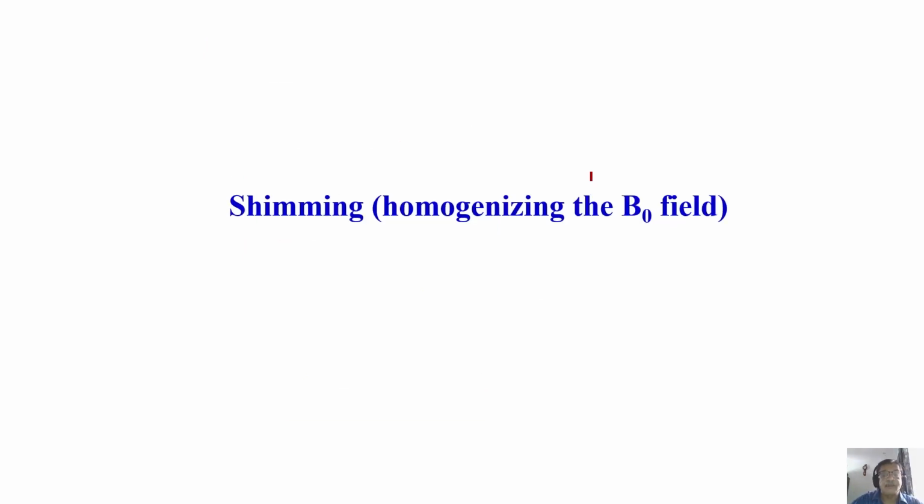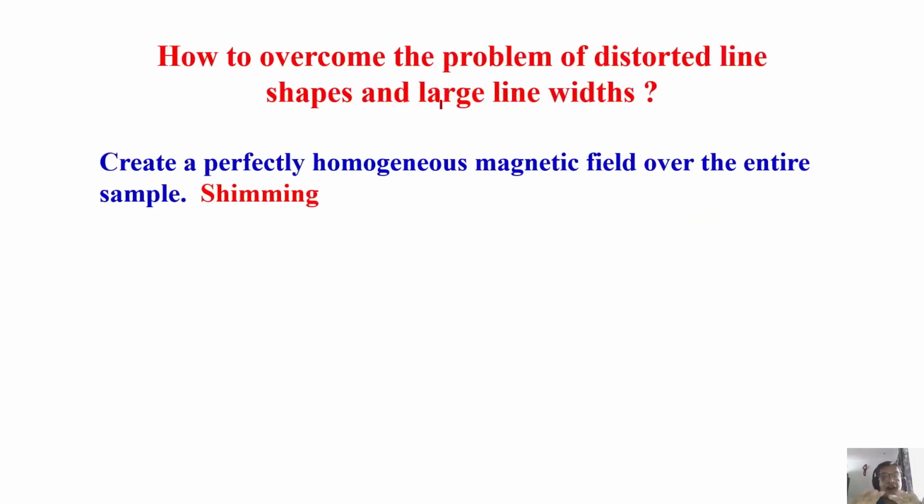Please remember this. Next, after locking, you have to homogenize the B naught field. This is done by what is called shimming. There will be a lot of distortion inherently. There will be inherent inhomogeneities in the magnetic field. And at the site of the nuclear spin, you need to get magnetic field homogeneity of 1 part in 10 to the power of 9 or 1 part in 10 to the power of 10. Very good homogeneity is required. So create a perfectly homogeneous magnetic field over the entire sample volume by what is called shimming.